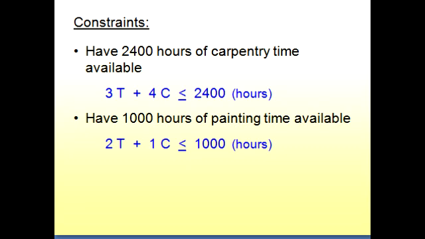Now the constraints. Since we only have 2,400 hours of carpenter time available, you write that as 3t plus 4c has to be less than or equal to 2,400 hours. It cannot exceed 2,400 hours. The same with the painting time available. You only have 1,000 hours. So since it takes 2 hours to paint a table and 1 hour to paint a chair, the combination of painting tables and chairs must be less than or equal to 1,000 hours. Same as the combination of building tables and chairs must be less than 2,400 hours. Notice they're all linear equations.